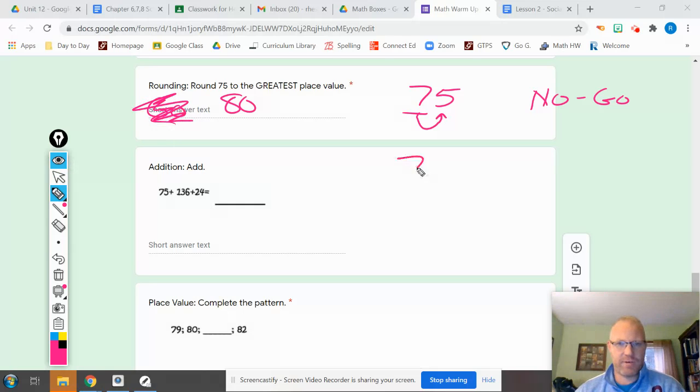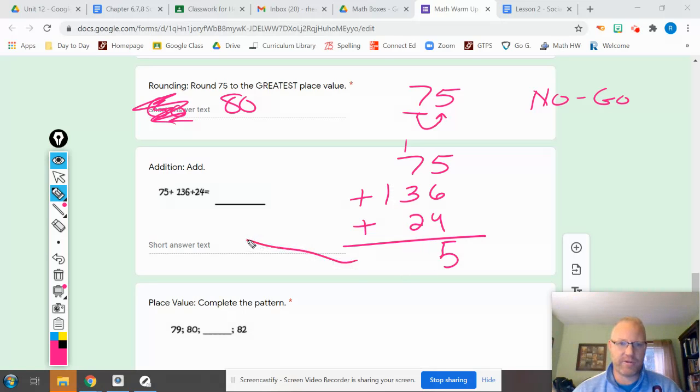Next, addition. We're adding 3 numbers, 75 plus 136 plus 24. We have 5 plus 6 is 11 plus 4, 15. Carry the 1 and then add straight down again, and bring your number over here.